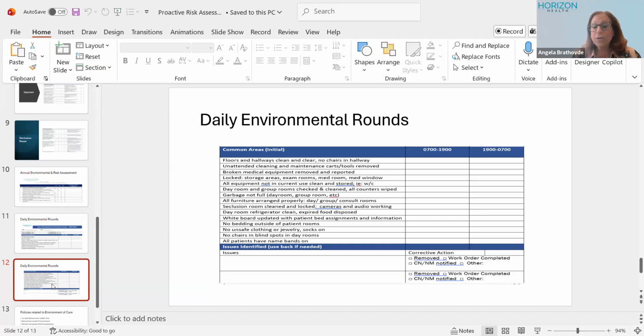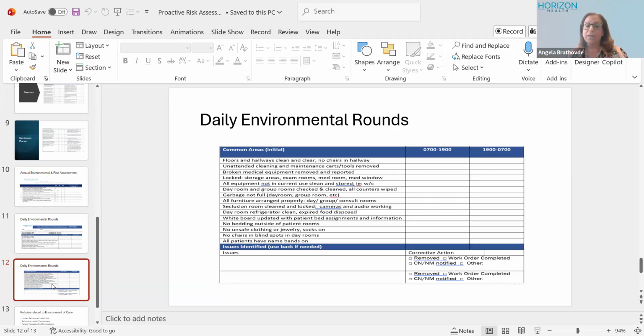Day room and group rooms checked and cleaned, all counters wiped, garbage not full, all furniture arranged properly for day group room, consult rooms. The refrigerator's clean, expired food is disposed of, no bedding outside of the patient's rooms, no unsafe clothing or jewelry, socks need to be on, no chairs in blind spots in day rooms, and all patients should have their name bands on. So we really shouldn't be scanning the patient's band if it's not on the patient. We should be scanning the patient.